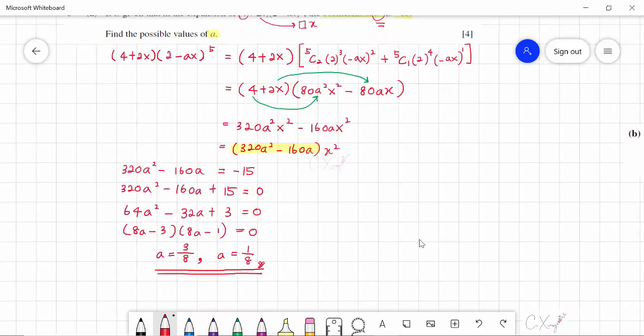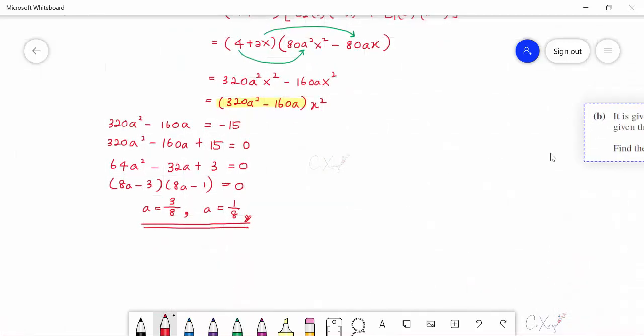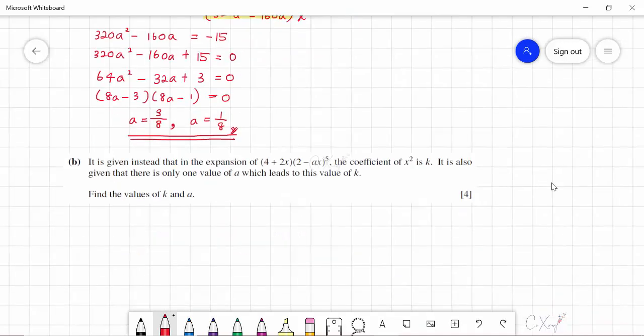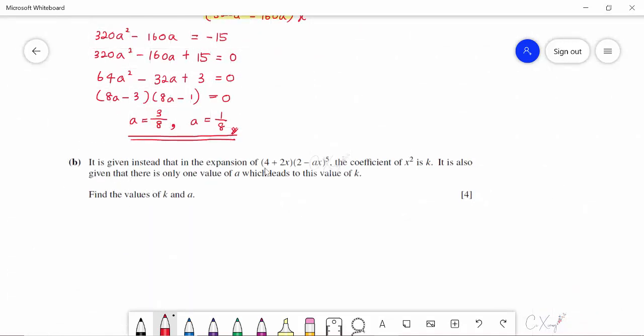Okay, all right, so next we proceed to part number 2, part B. Okay, so for part B, they are saying that it is given instead that in the expansion, so this is still the same expansion, the coefficient of x squared is k. Okay, so in part A, they tell you that the coefficient of x squared is negative 15, but now they tell you that the coefficient of x squared is k. So it is also given that there is only one value of a, which leads to this value of k. Okay, so maybe you can highlight the words one value of a. Then from here, they want you to find the values of k and also the values of a.